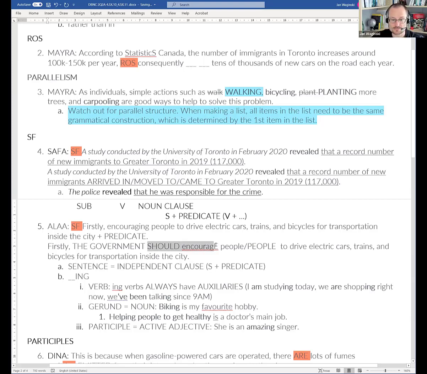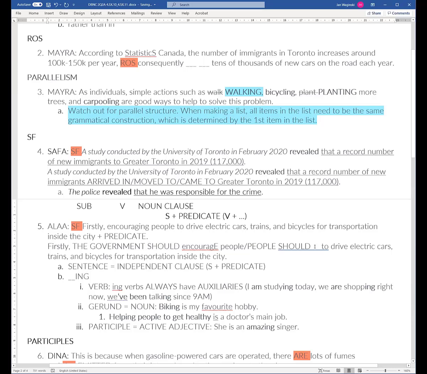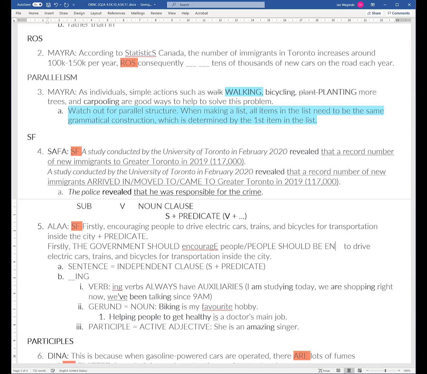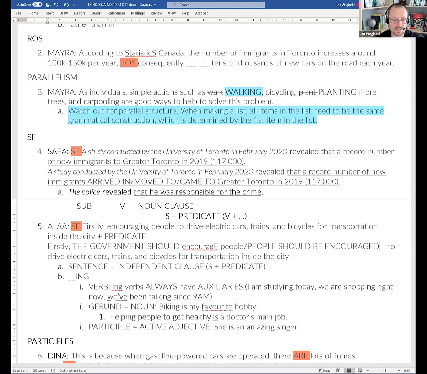What about the should? People should drive. What's the passive of should encourage? Should be being. Good. You can read my lips. Should be encouraged. There you go. And you don't need to say by the government, right? It's obvious that that's what we're talking about. The government should encourage people. People should be encouraged.